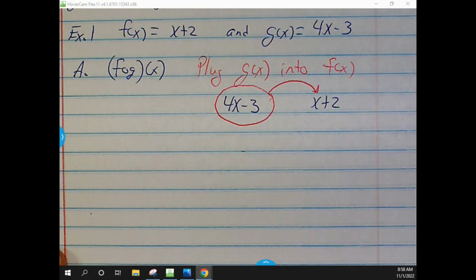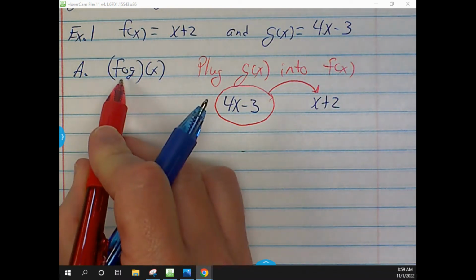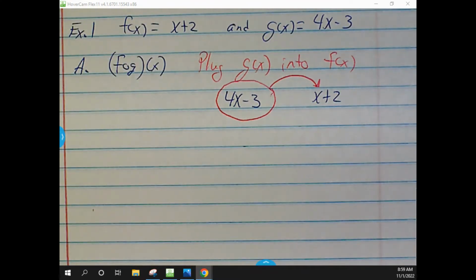Yes? With homework and assignments, will it tell us if we're supposed to just be doing the operations on functions, or will it specify when we have to do the composition? Don't they kind of look the same? It does, but composition will always be the open circle. And if it's multiplication, it'll be a solid circle. Okay.